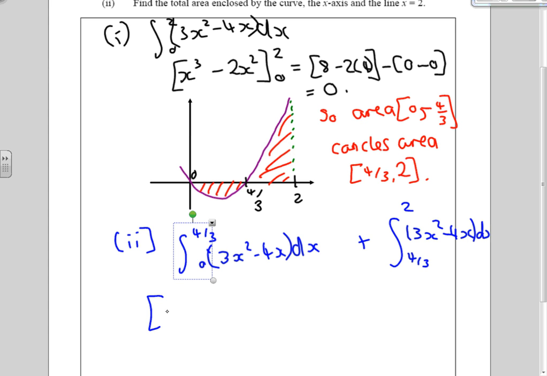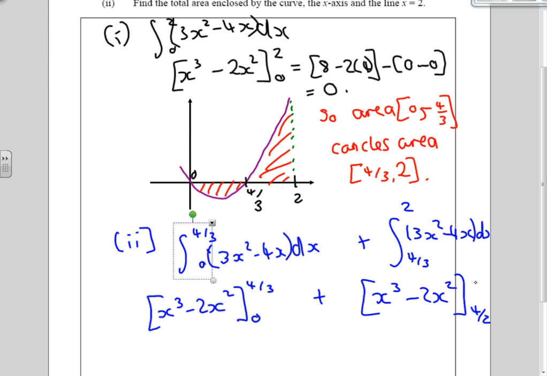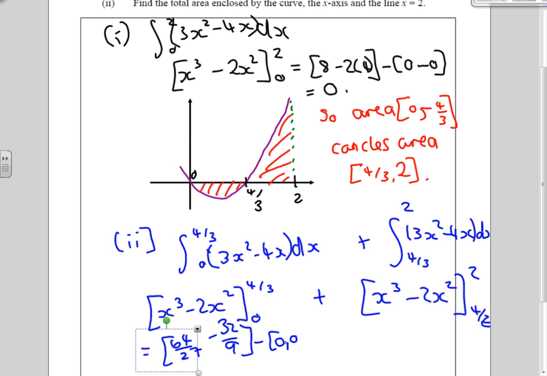So I am evaluating x cubed minus 2x squared between 0 and 4 over 3, and I'm going to add that on to the same integration, but this time evaluated between 4 over 3 and 2. So from this one, substituting in 4 over 3, I get 64 over 27 minus 32 over 9 minus 0.